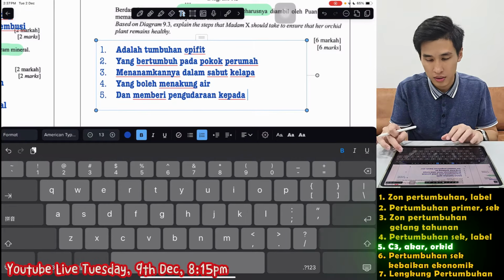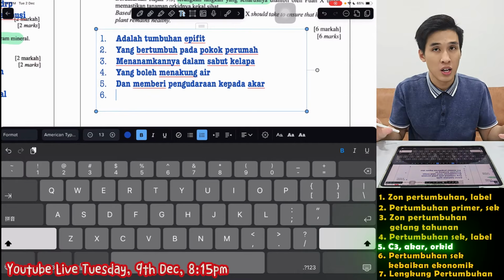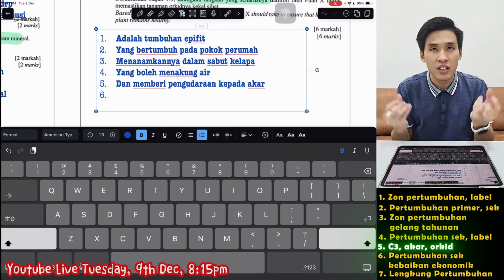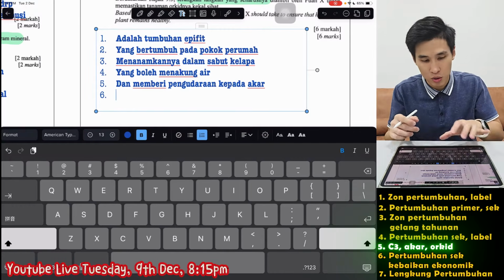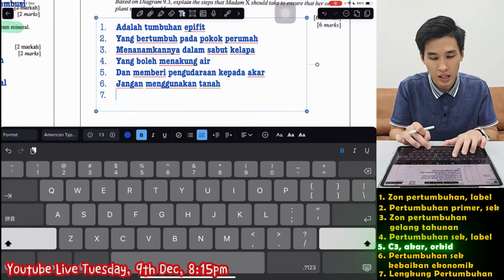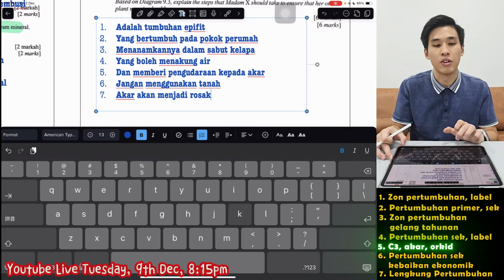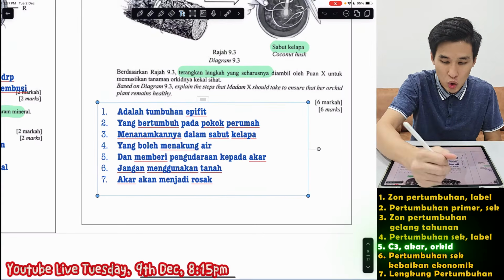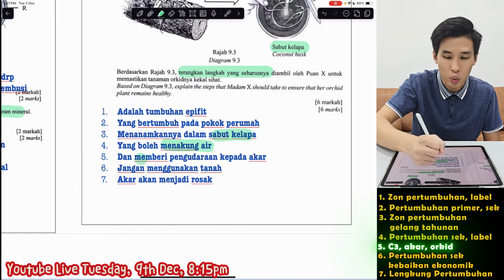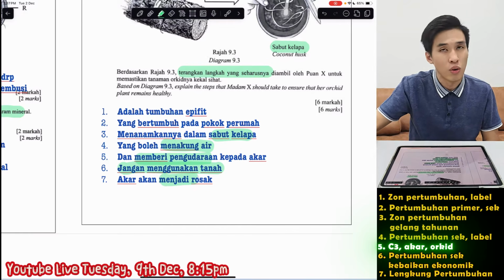kepada akar. Now, langkah yang lain boleh diambil is do not use soil because their roots need a lot of air. If you put soil, dia tak ada udara, dia tak boleh bernafas, akar akan rosak. So, jangan, sebab akar akan menjadi rosak. Can already. So those are the things you can say. So remember, sabut kelapa boleh menakung air, can store water, memberi pengudaraan. These are two main things. Don't use soil. If not, akar menjadi rosak.